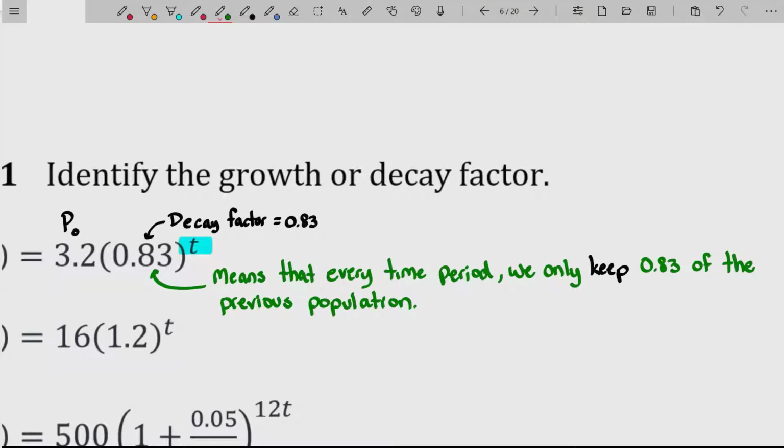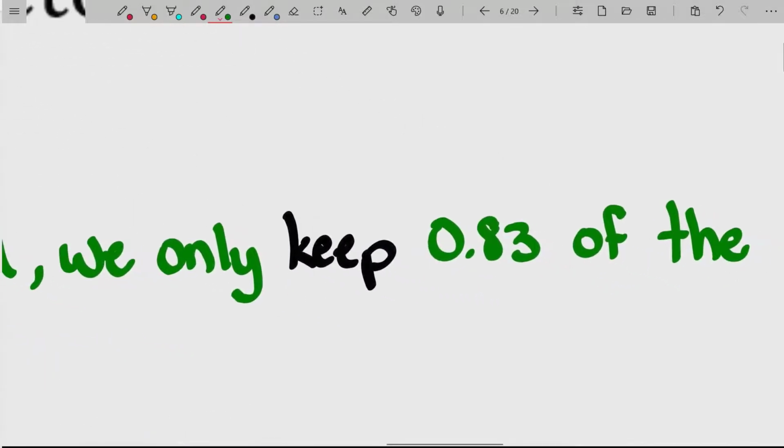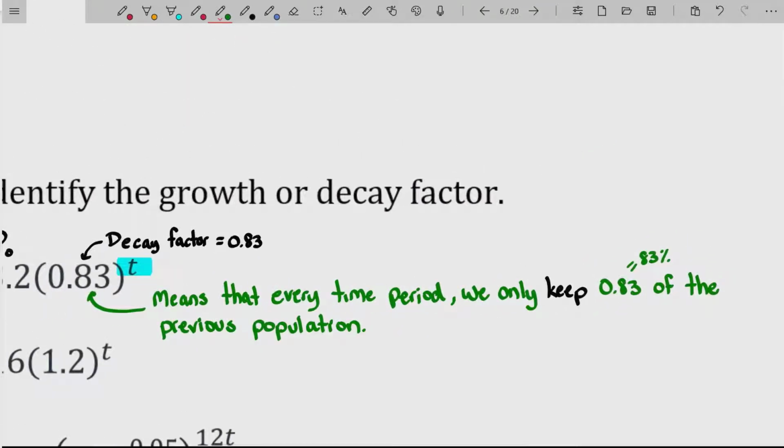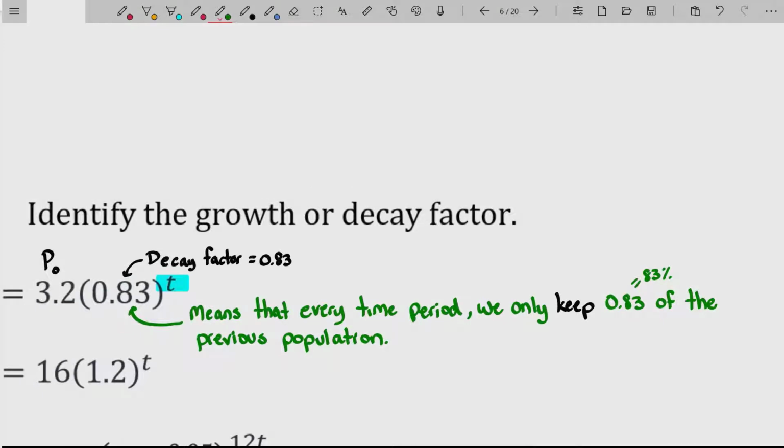And forgive me, I zoomed out a little bit too. Sorry about that. I know it gets kind of herky-jerky here. So the 0.83 means that every time period, we only keep 0.83 of the previous population. And because you are mathematical experts at this point, you know 0.83 is the same thing as 83%. So this means every day that passes, or whatever t stands for, you're only keeping 83% of the previous population. Another way to think about that is that you're losing 17%.